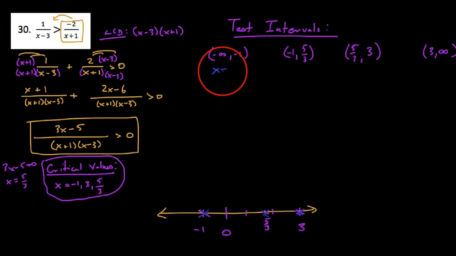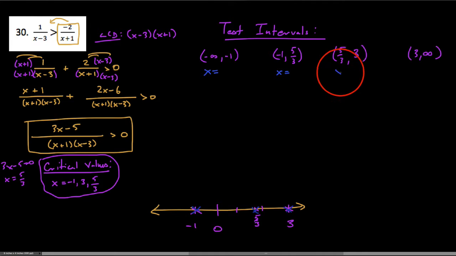So as we do, let's designate some x values from within each test interval to test. For instance, to the left of negative 1, I'm going to test negative 2. Between negative 1 and 5 thirds, we guarantee we have to get 0. That's easy to test. For 5 thirds to 3, 5 thirds is 1 third less than 6 thirds, which is 2. So we could say that 2 is between 5 thirds and 3. And then to the right of 3, we'll just pick 4.